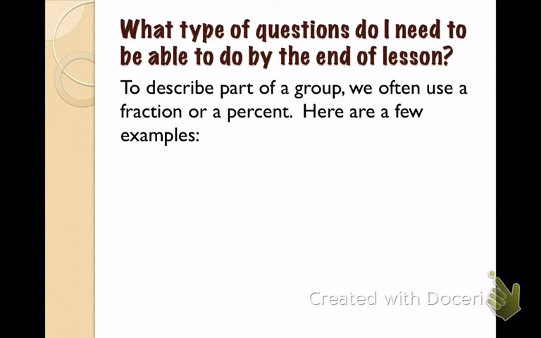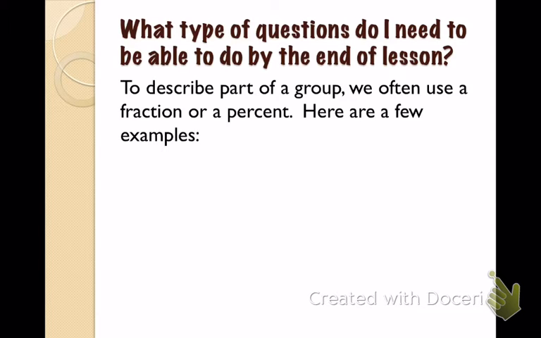Hello everyone. So today we're going to get into how to find the percent of a number. So what types of questions do I need to be able to do by the end of the lesson? To describe part of a group, we often use fractions or sometimes a percent. Here are a few examples of those types of problems.